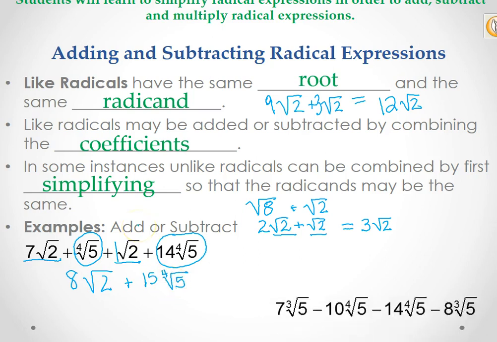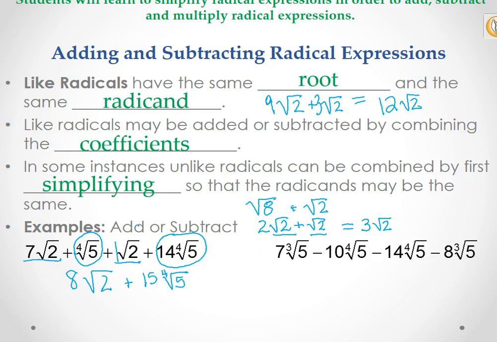I know you're excited. So let's take a look at another one. This time, everything has a 5 in it. So can we just put them all together? No. Why not? Right, because they have different roots. When I take a look here, I have 7 cube root of 5, and then I have a negative 8 cube root of 5. So 7 minus 8 is a negative 1. So I have a negative cube root of 5.